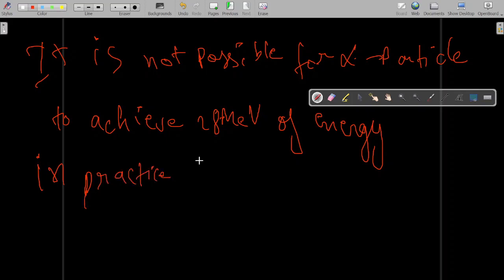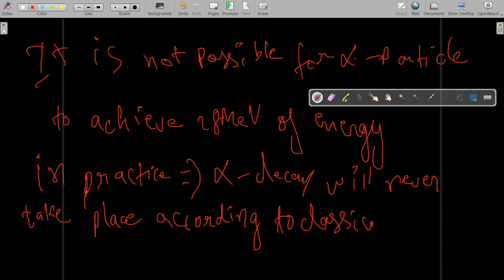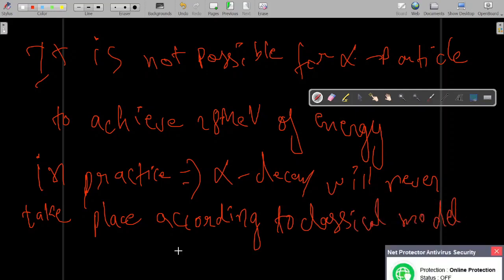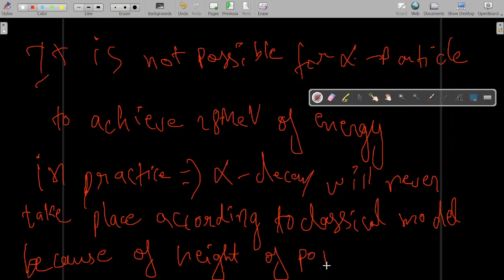Meaning in the experimental world. So that implies alpha decay will never take place according to the classical model, because of the height of the potential barrier.